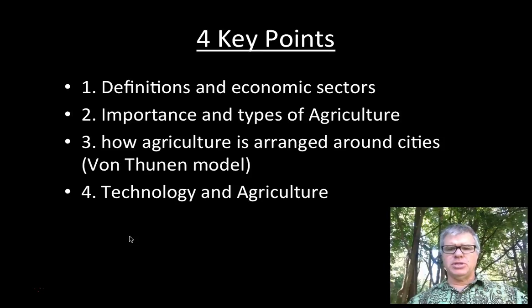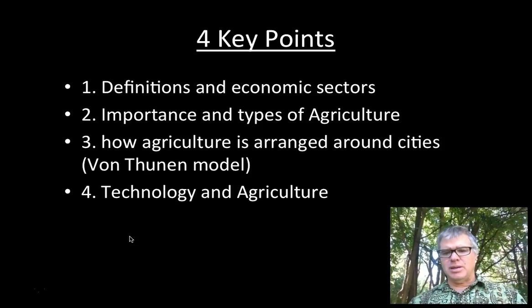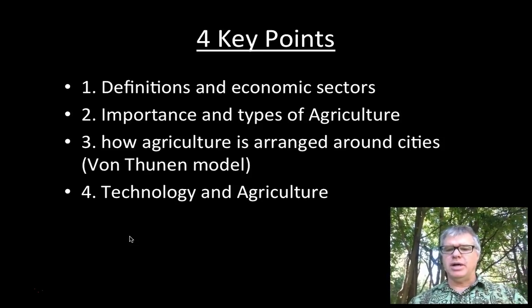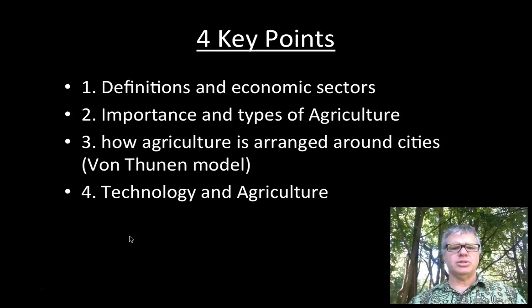So here are the key points that we're going to talk about in this module. Number one, a little bit about definitions and the concept of economic sectors. Secondly, we'll talk about the importance and briefly skim over some of the types of agriculture. Third, we'll talk about how agriculture is arranged around cities. Something called the von Thunen model is a model of how agriculture is arranged near cities. And then lastly, a little bit about technology and change in agriculture and the very major impacts that this has on people's livelihoods and also on geography, on the way the world is made.